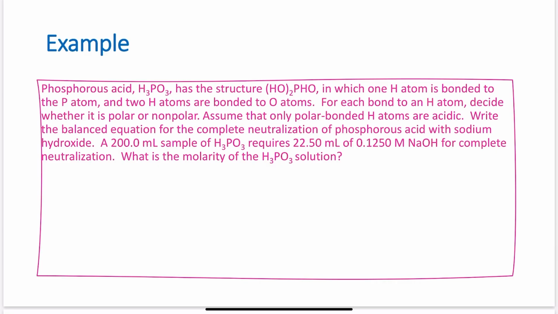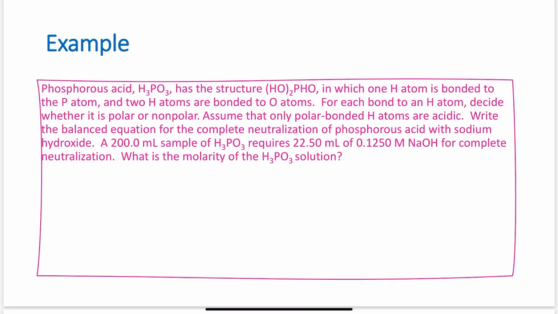What's this one? Phosphorous acid, H3PO3, or sorry, not phosphoric. I'm still used to saying phosphoric. Phosphorous acid, H3PO3, has the structure HO2PHO, in which one hydrogen atom is bonded to the phosphorus atom. Two hydrogen atoms are bonded to oxygen atoms. For each bond to a hydrogen atom, decide whether it's polar or nonpolar. Assume that only polar bonded hydrogen atoms are acidic. Write the balanced equation for the complete neutralization of phosphorous acid with sodium hydroxide.